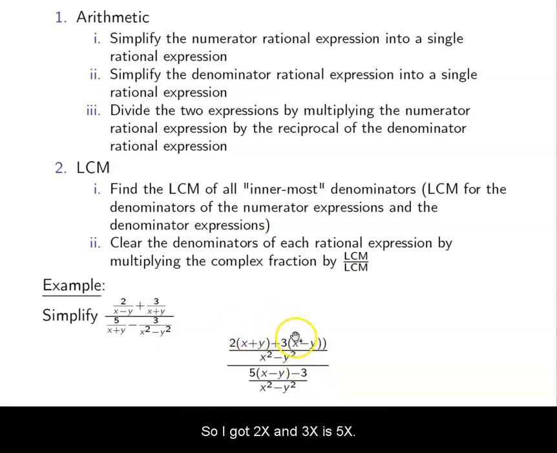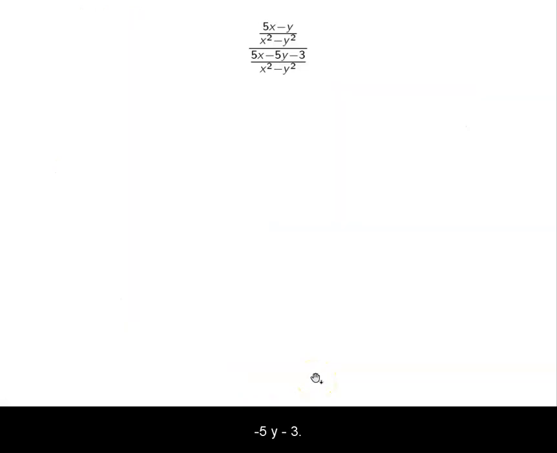So I got 2x and 3x is 5x. 2y minus y is just a y. So this will be 5x plus y over x squared minus y squared. And then this is 5x minus 5y minus 3. There's not much else I could do there.